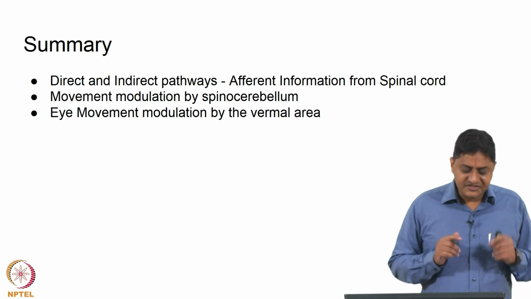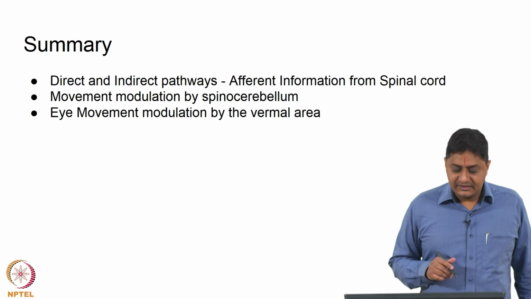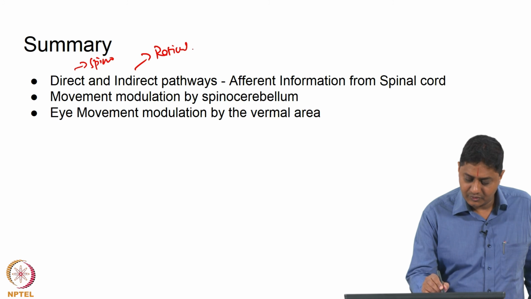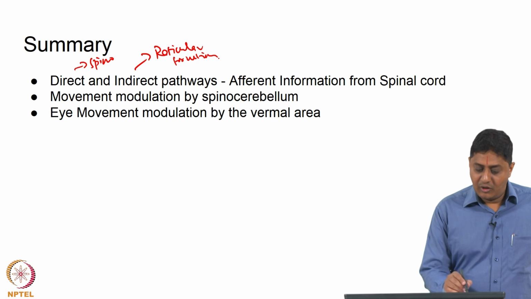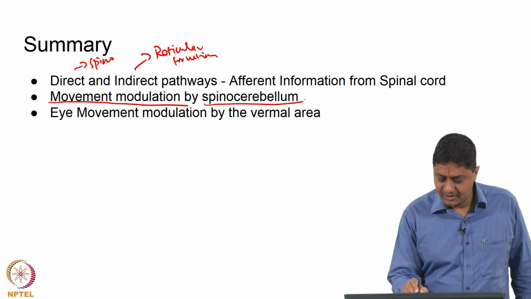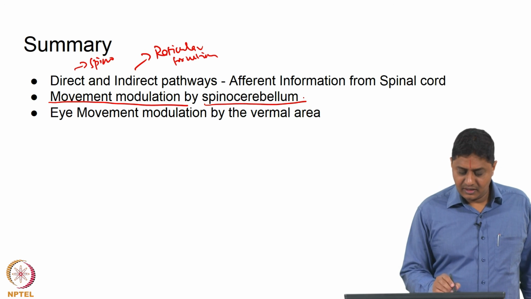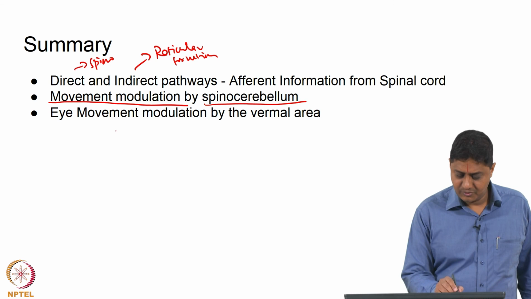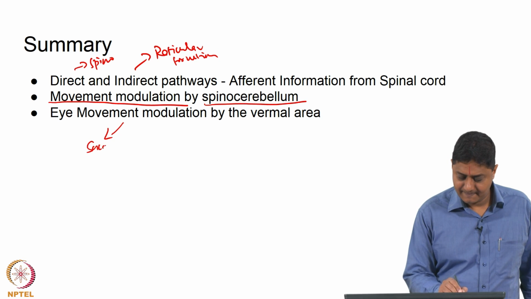Okay. So, in summary, we have seen direct and indirect pathways. Direct are spinocerebellar pathways, indirect are those that go via the reticular formation, and how movement is modulated, not controlled, by the spinocerebellum, and how eye movements are modulated by the vermis. What do we mean by eye movements? Saccades and smooth pursuit.